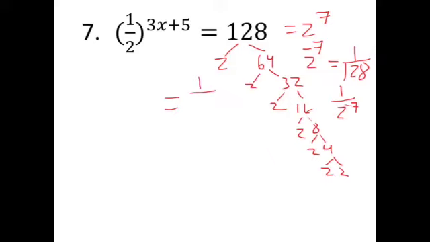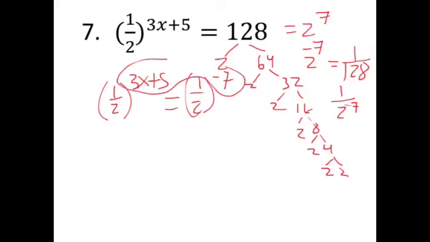This is what my right side would look like, which is kind of confusing. The right side is going to be 1/2 to the negative 7th, and the left side is 1/2 to the 3x plus 5 power. Really you could take this negative 7 piece and put it outside of the fraction portion, but it'd be the same thing. Now we have the same base, and we can finally set our exponents equal to each other to get 3x plus 5 equals negative 7.